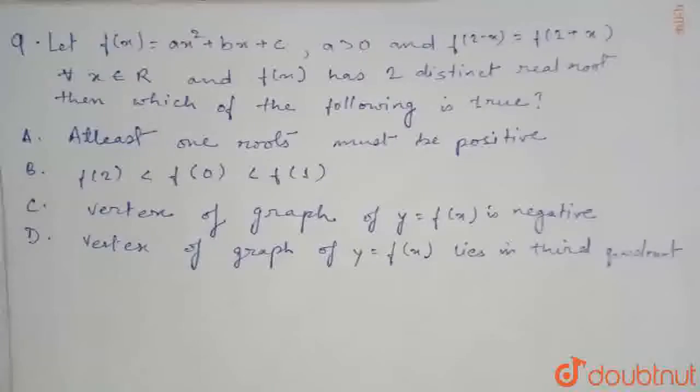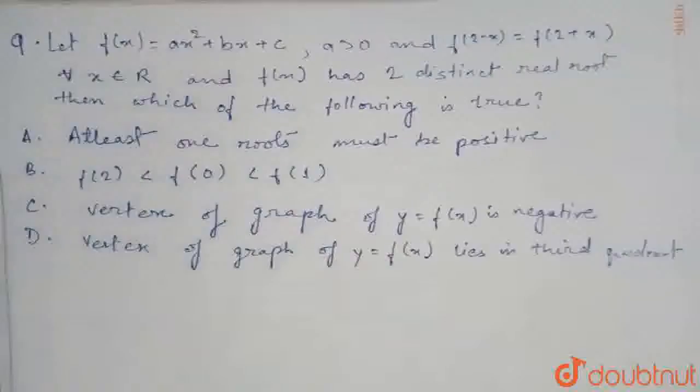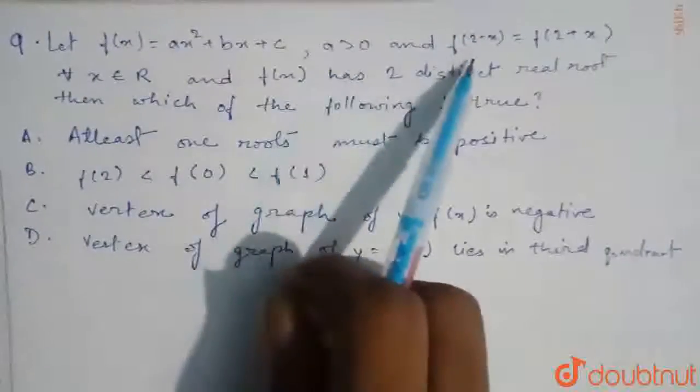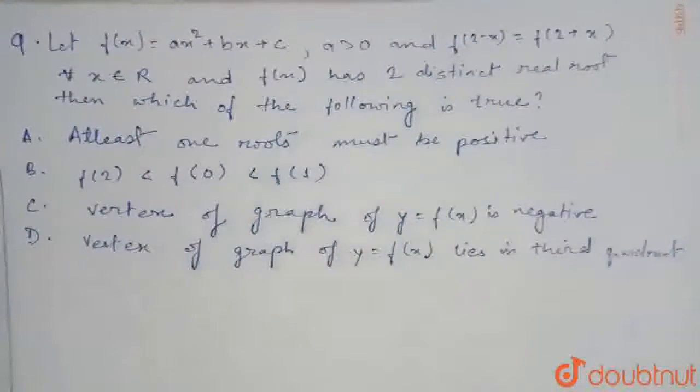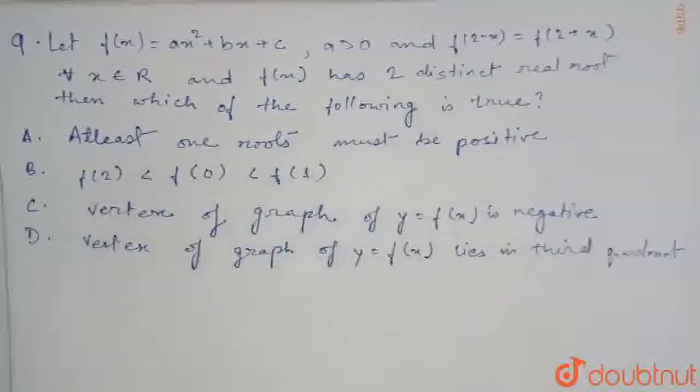be solving a problem based on quadratic equation. Let's have a look. We have f(x) = ax² + bx + c, where a is greater than 0, and f(2 - x) = f(2 + x) for all x belongs to R. And f(x) has two distinct real roots. Then which of the following is true?